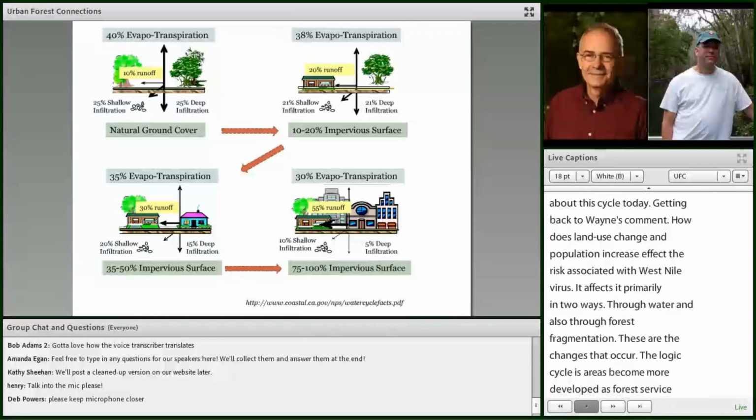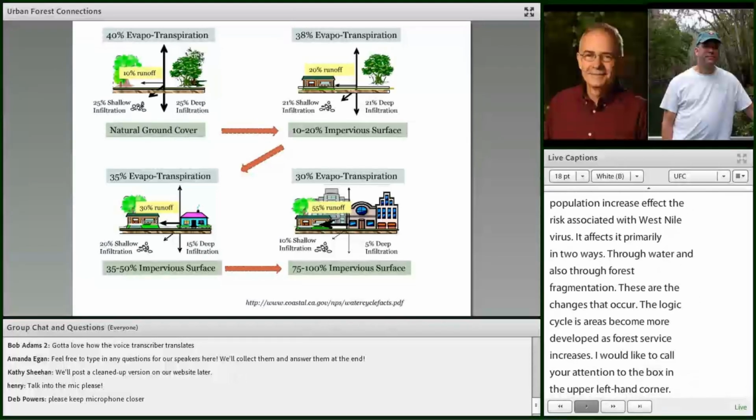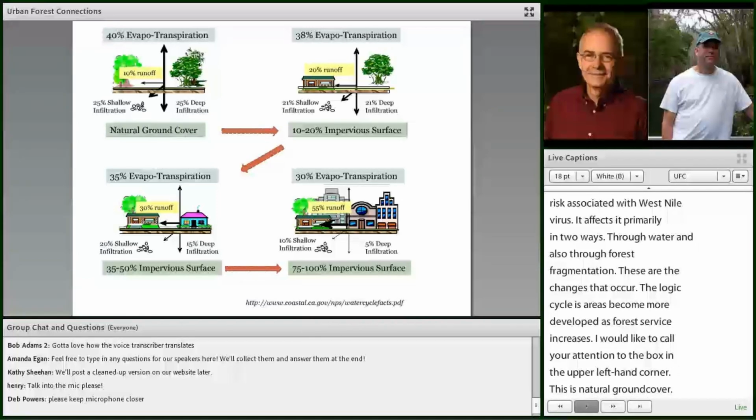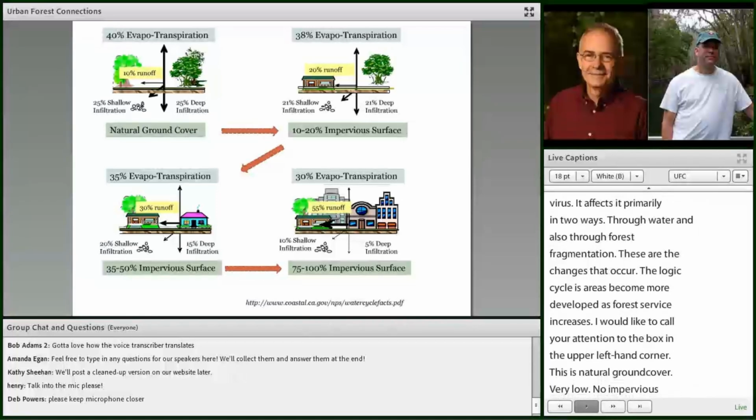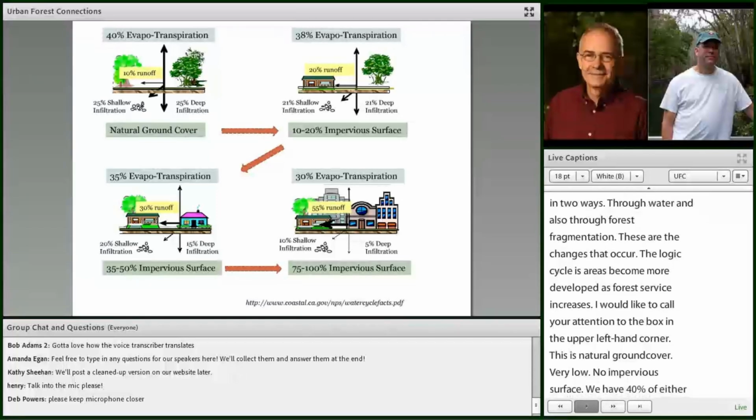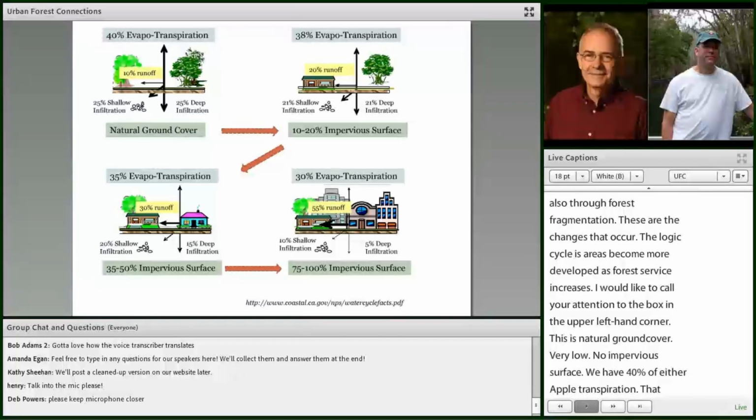And I could call your attention to the box in the upper left-hand corner. This is natural ground cover, very low, maybe no impervious surface, where you have 40% evapotranspiration, 10% runoff. That little yellow box there is the one to watch as we transition. About 50% infiltration between shallow and deep.